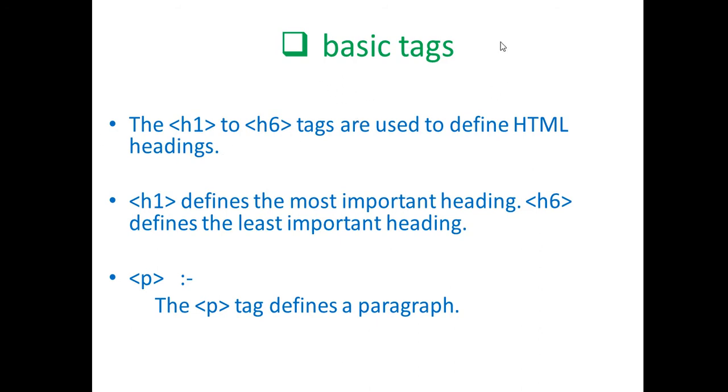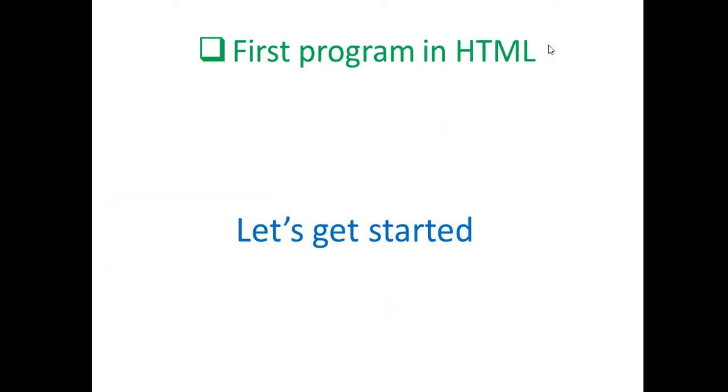So the basic tags. The H1 to H6 tags are used to define HTML headings. H1 defines the most important heading. H6 defines the least important heading. And the P tag defines a paragraph. These are the two basic tags which we are going to use in our first program. So let's see our first program. Let's get started.